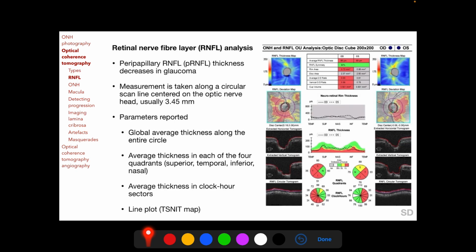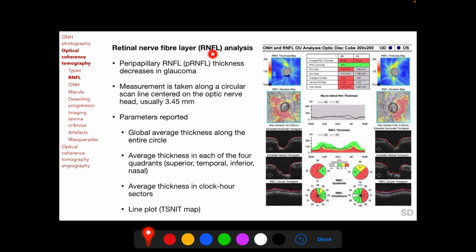Before going into the details of OCT analysis of glaucoma patients, we should note that although all the available OCT devices analyze the optic nerve head, the retinal nerve fiber layer and the macula, the parameters mentioned in the reports from these devices do differ slightly from each other. And in this photograph we see the report from the Cirrus OCT from Zeiss.